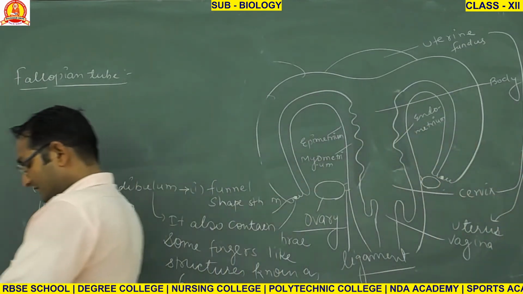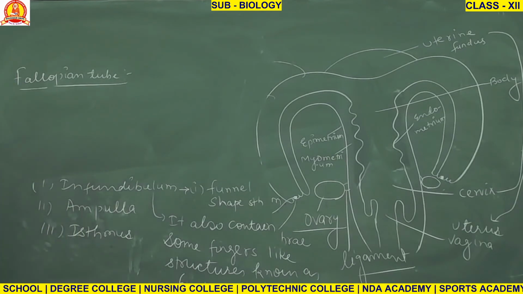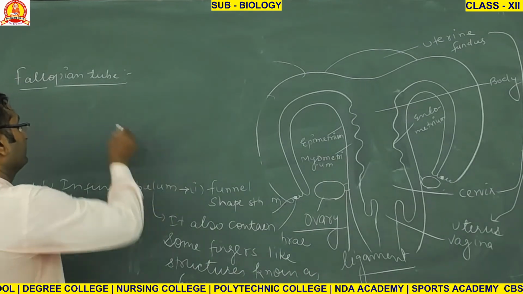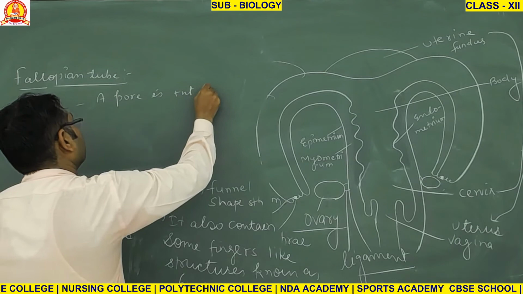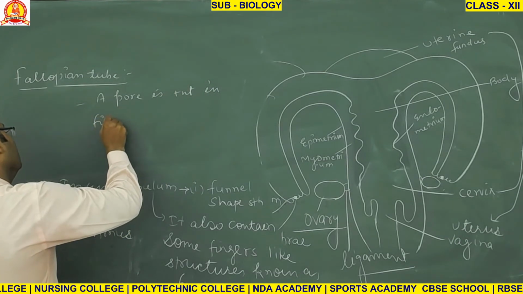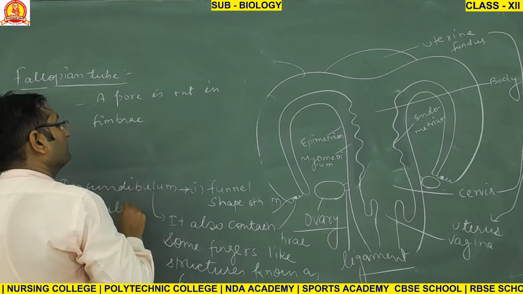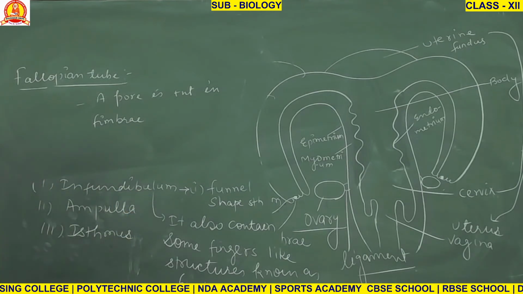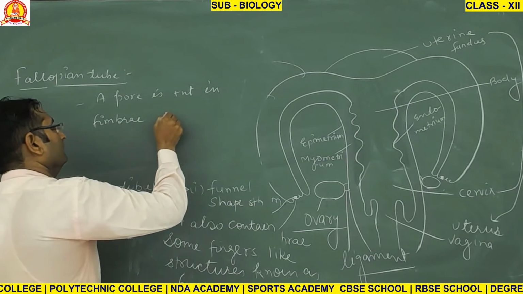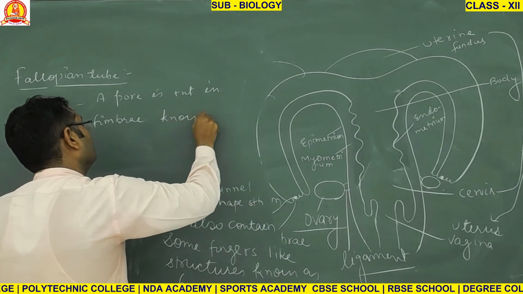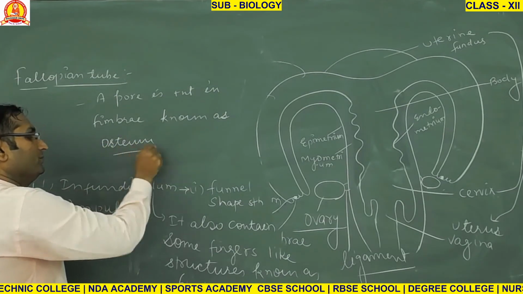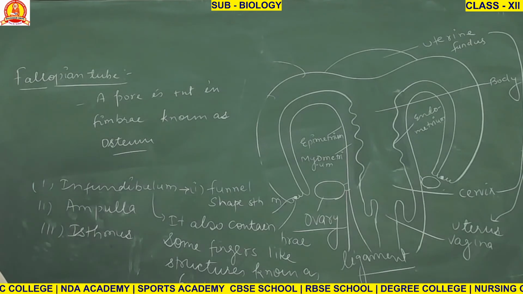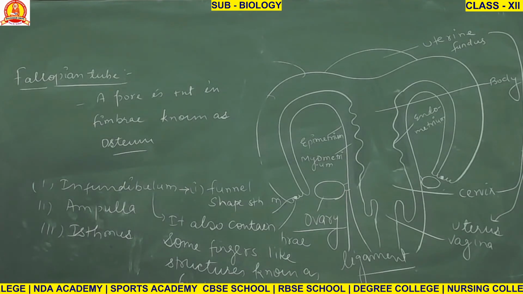Fimbriae also contain a pore-like structure, and this pore is known as ostium. A pore is present in fimbriae known as ostium, through which ovum or egg enter in the fallopian tube.